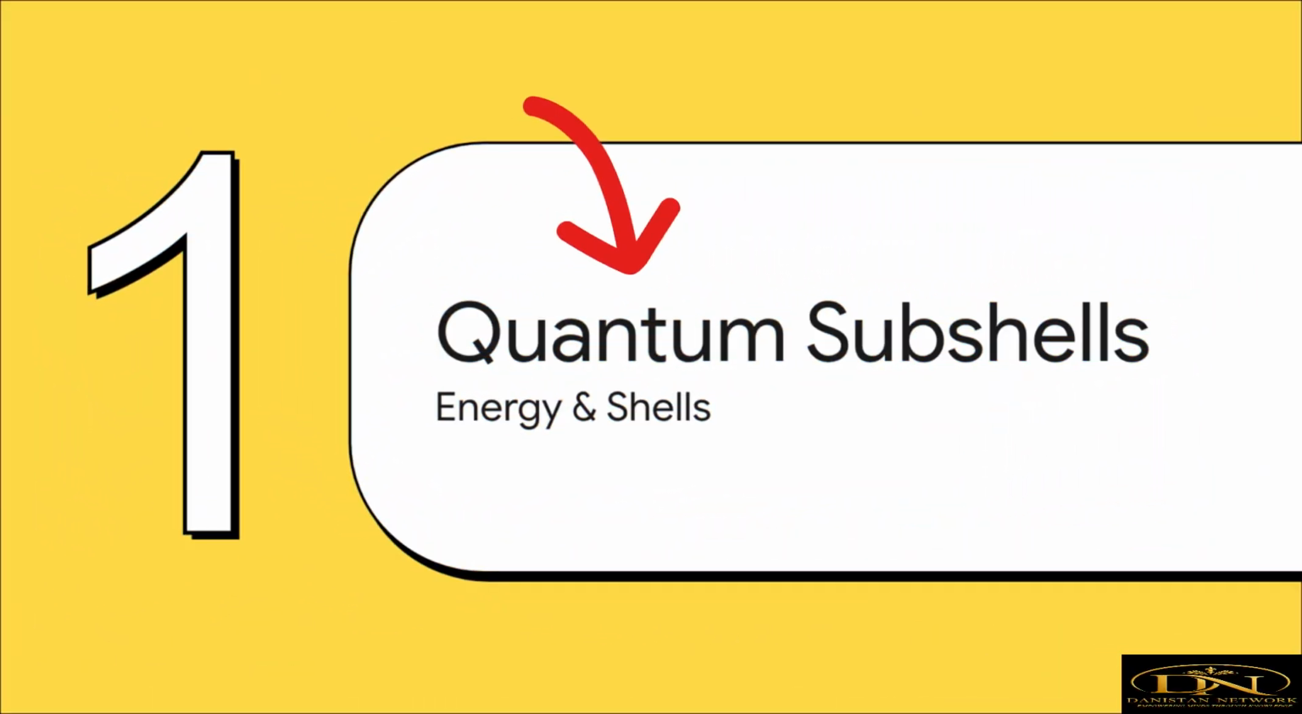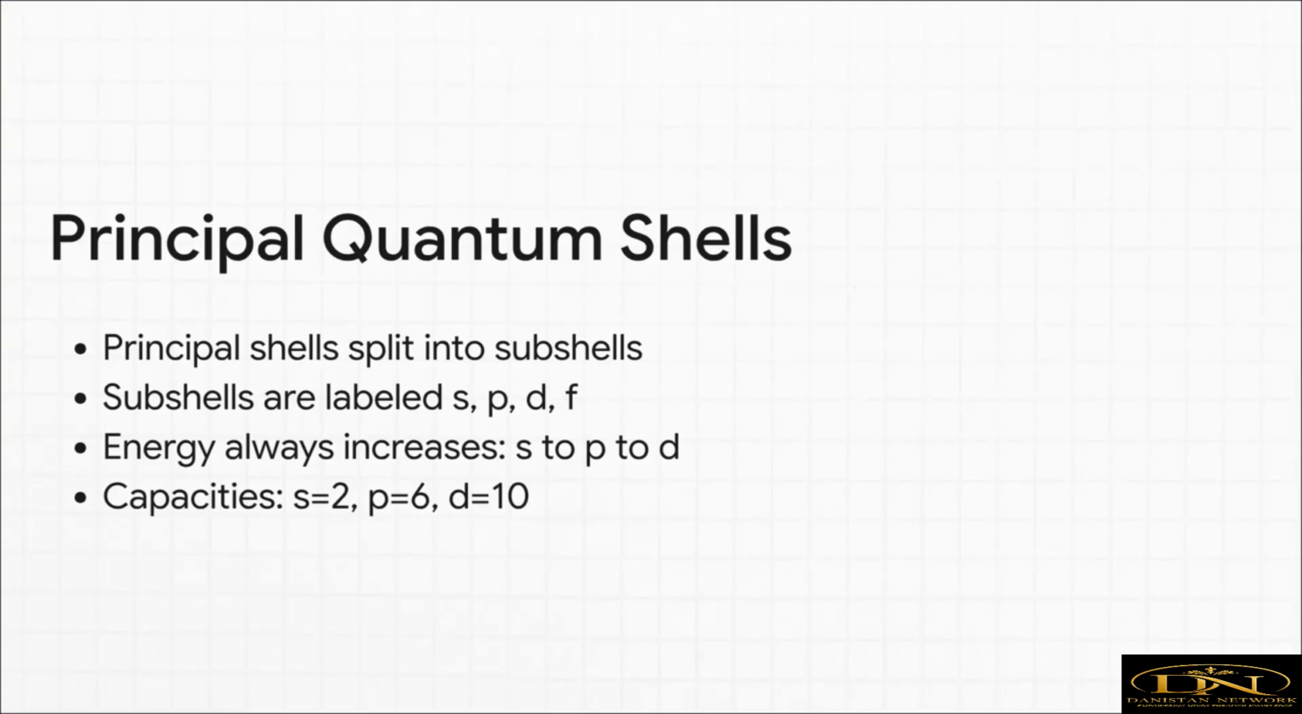Section 1. Quantum subshells and energy. Understanding principal shells and sublevels. So, I want you to think of an atom like a massive, invisible apartment building. The principal quantum shells, well, those are the floors of your building. The first floor is pretty small, but as you go up, the floors get bigger and they split into different types of apartments. We call these subshells, and these subshells are named S, P, D, and, for the really massive atoms with over 57 electrons, F.